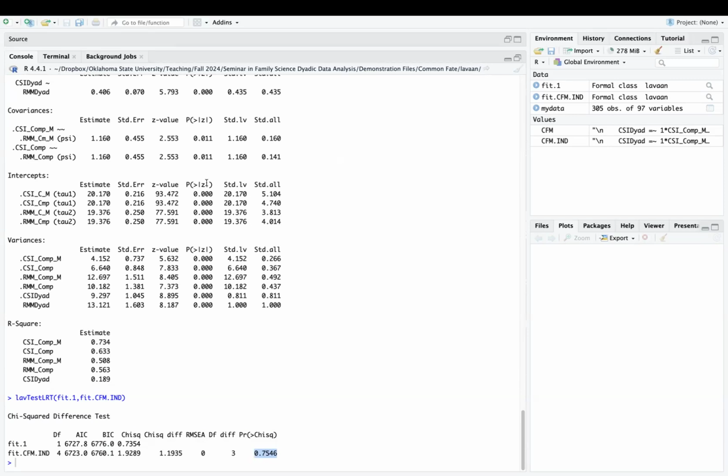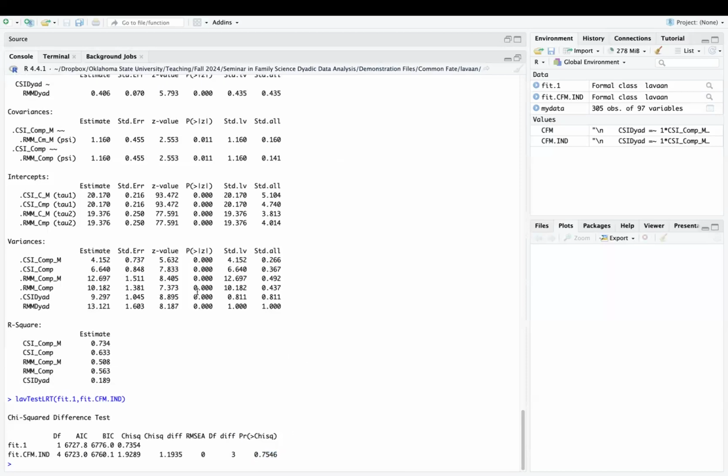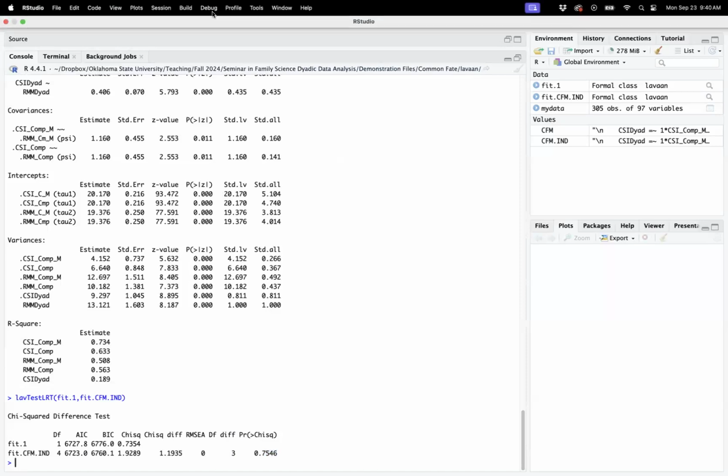Hopefully that's been helpful in helping you better understand theoretical distinguishability versus empirical distinguishability, and it allows you to run these analyses in your poster presentations and in your manuscripts, because I very rarely see distinguishability tested, especially within the common fate model.